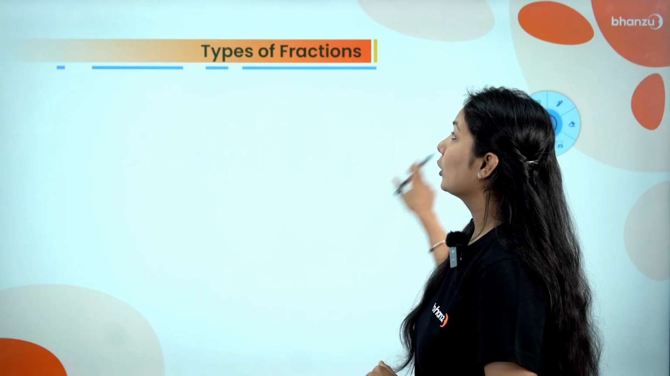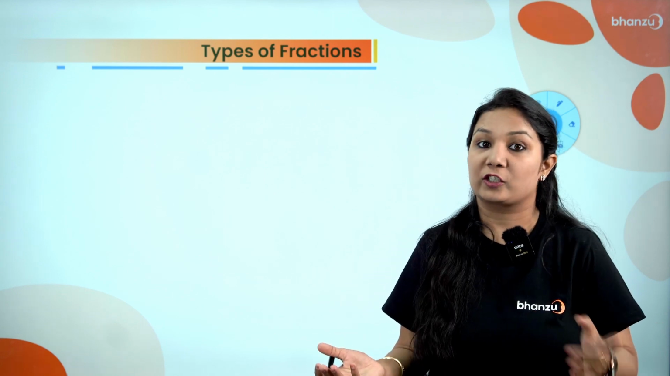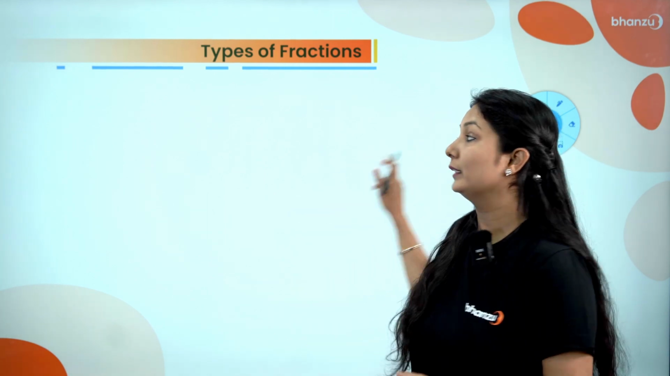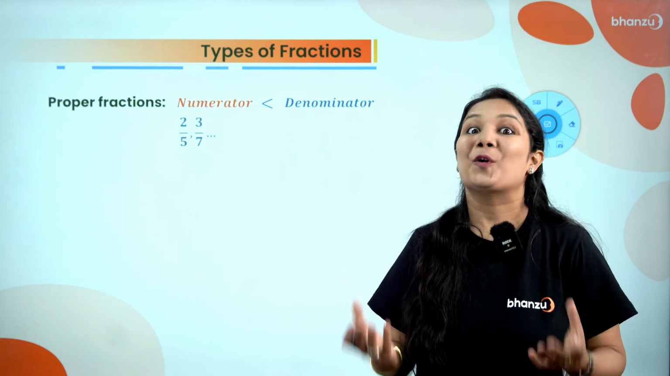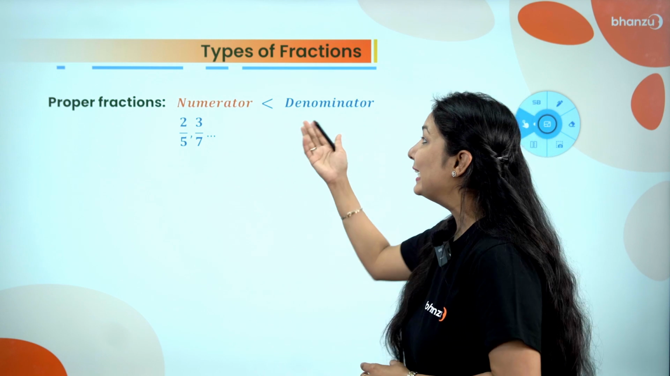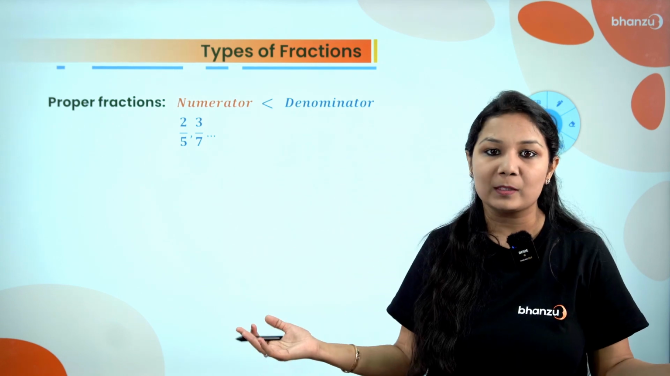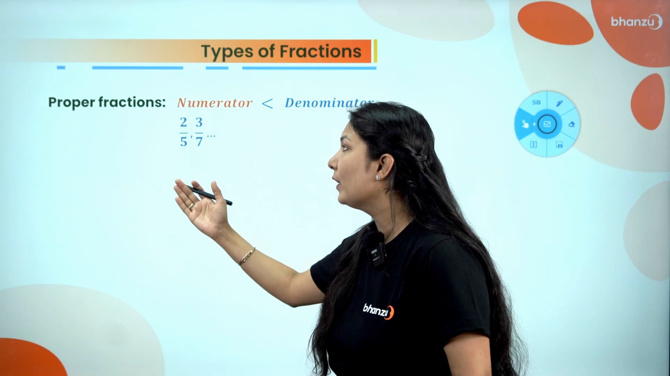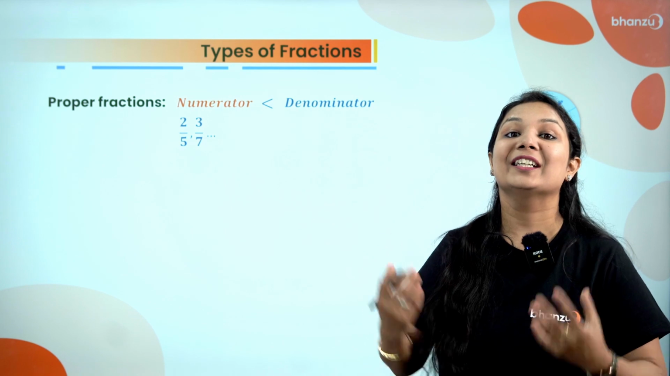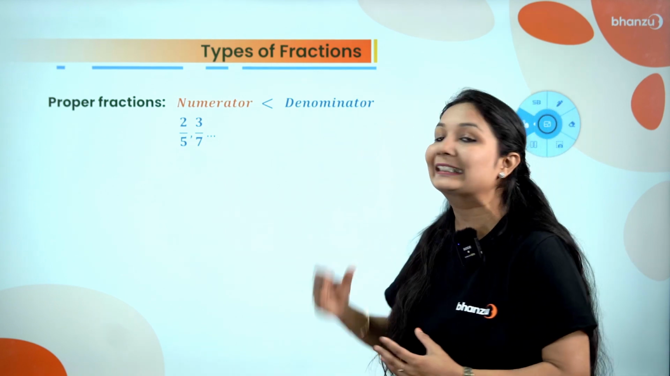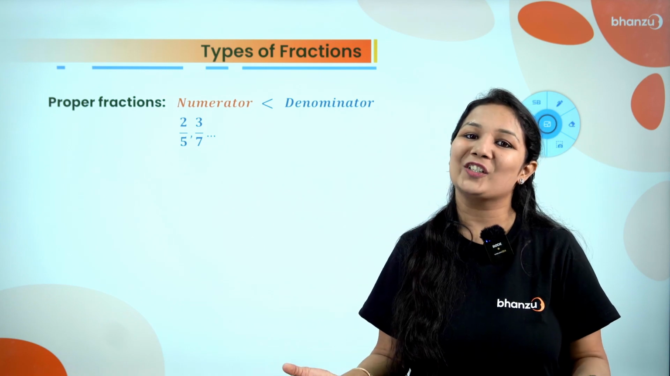Now moving ahead to types of fractions. We have many different types of fractions, starting with the first one, the proper fraction. What is a proper fraction? Where the numerator is less than the denominator. We can have many examples, like 2 upon 5, 3 upon 7, 4 upon 9, where the numerator is less than the denominator. That is called a proper fraction.